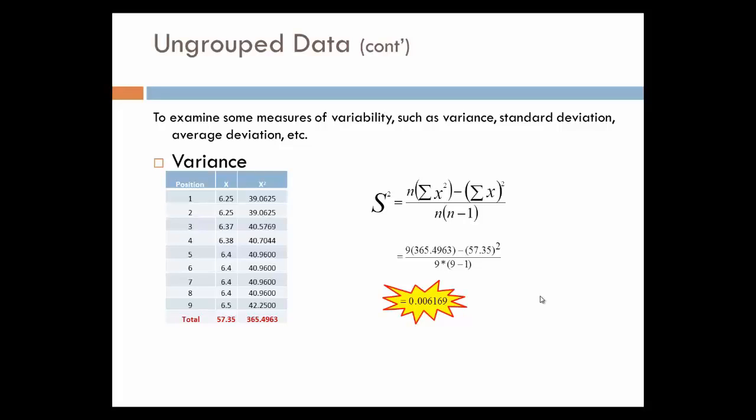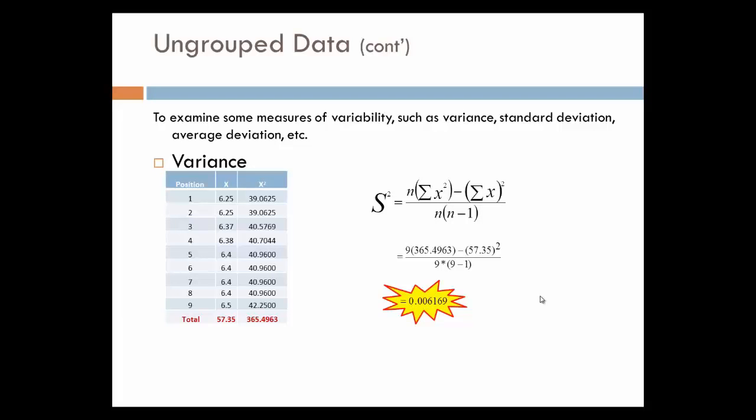You can see we rank the data, we started squaring them. When we squared the numbers, we get 365.4963, and that becomes the value we are going to dump there. How many observations do we have? We have 9 observations. How did we get 57.35? Well, we saw that when we calculated the mean, and the mean there will be 57.35 divided by 9.